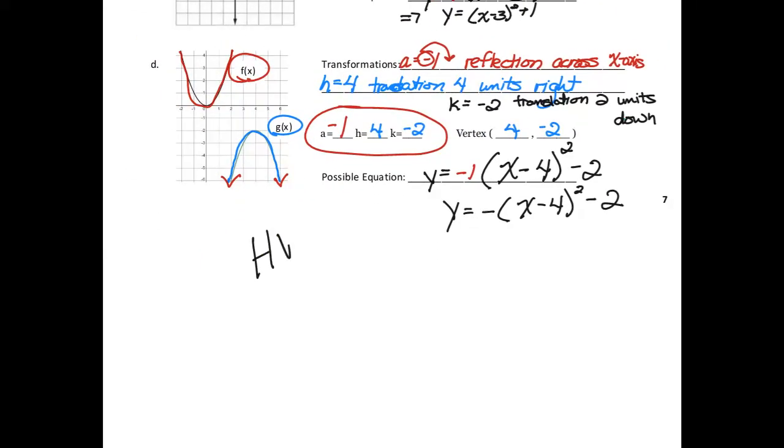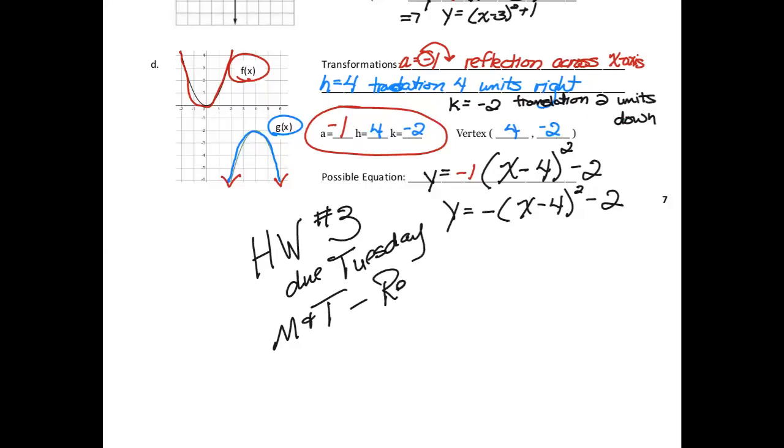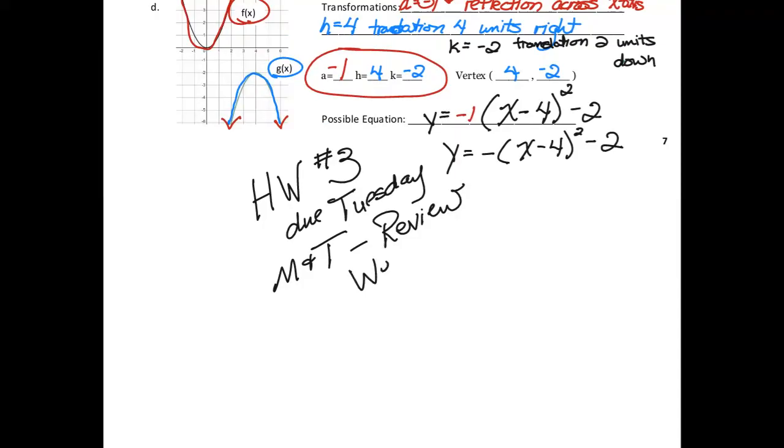All right, now that we have come to the end of the notes, homework number 3 is due on Tuesday. On Monday and Tuesday, we will be reviewing. I have a packet for review. Test is planned to be on Wednesday. Now, we have the convocation on Wednesday. It is shortening up all the classes to 37 minutes. Here's what I'm planning to do.